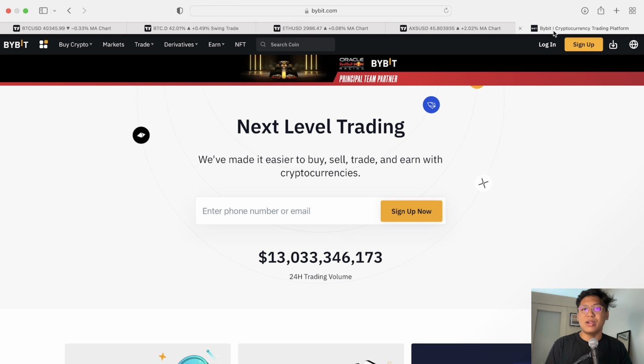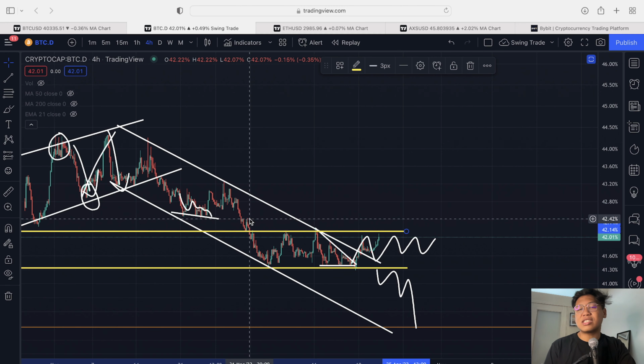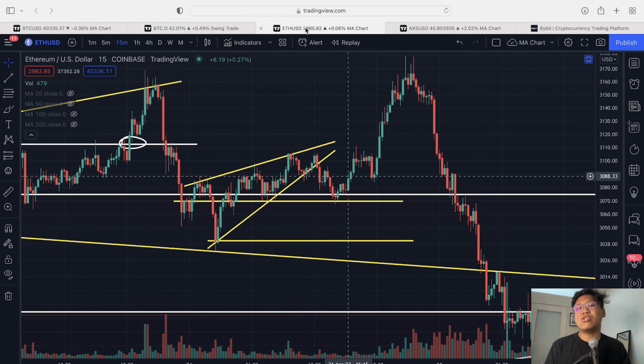Now, let's talk about the altcoin market kasi look at this. Bitcoin dominance is still moving sideways, so that is indicating na kung ano galaw ni Bitcoin, ganun pa din galaw ng altcoin market. And with that being said, let's quickly dive into Ethereum.